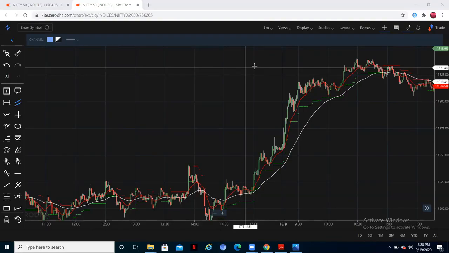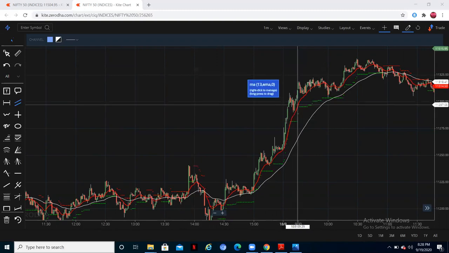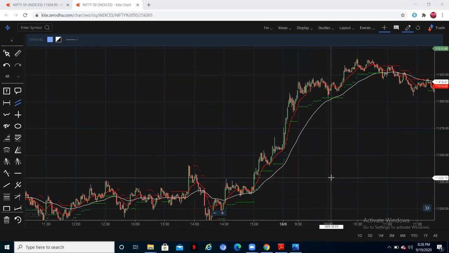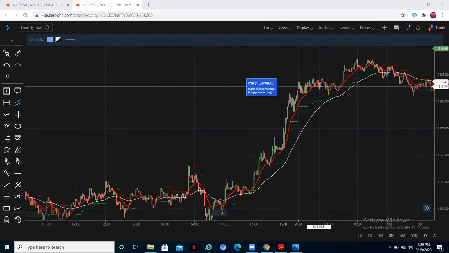So the first rule was, if the red line is moving above the white line, you will be buying the stock. If the red line is moving below the white line, you will be selling the stock. Second one was, you won't be entering into a consolidation. You will be finding out a trend to enter.